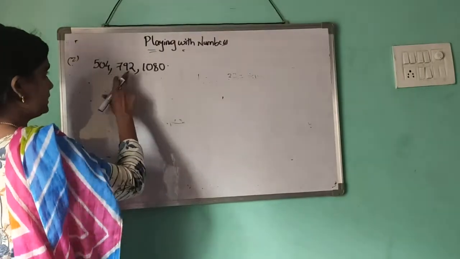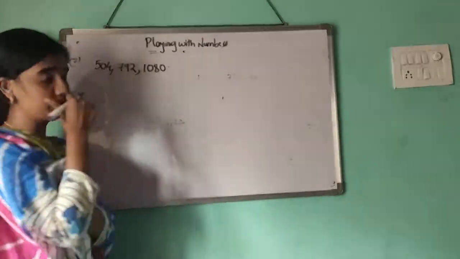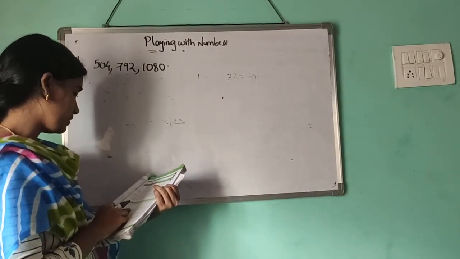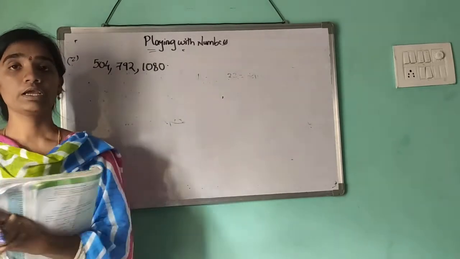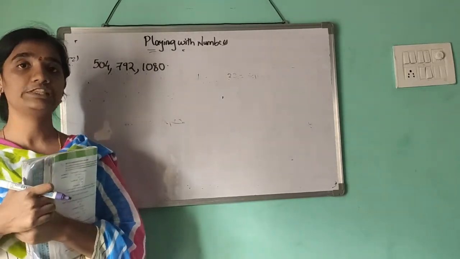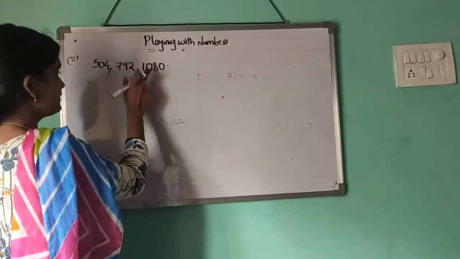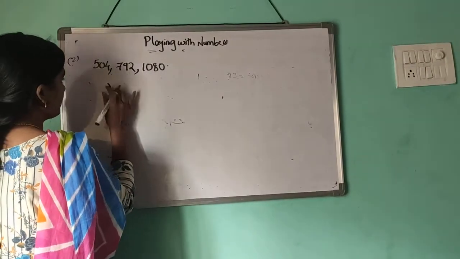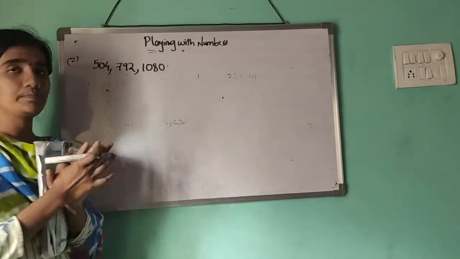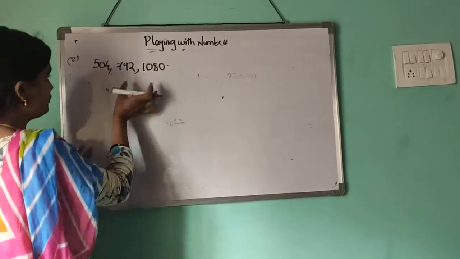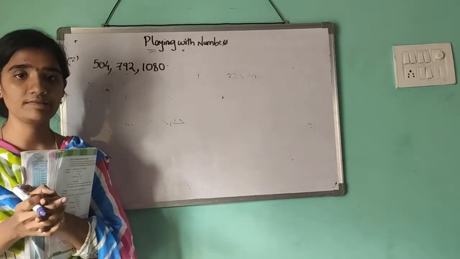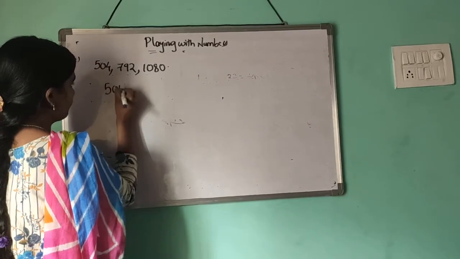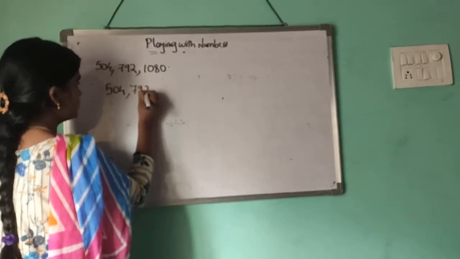By using these three numbers, we can find the largest number. Here we can use the division method. It is easy to find the highest common factor among these three numbers. So let's see. Here three numbers are there. Of the three, you have to take any two numbers. I am taking 504 and 792.